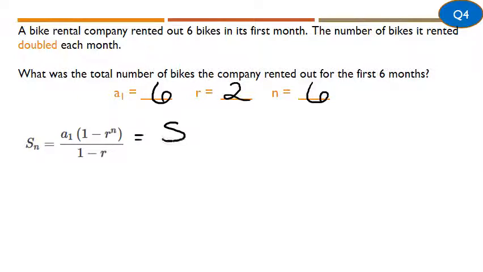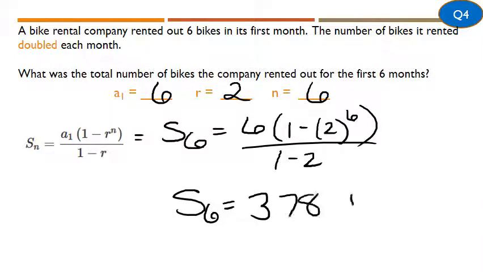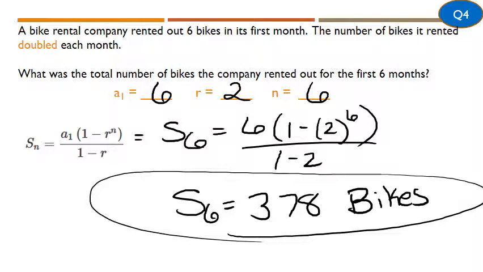I can plug it into my formula. So the sum of the first 6 months of bikes is going to be 6 times 1 minus 2 raised to the 6th, all over 1 minus 2. So the sum of the first 6 months is going to be 378 bikes. Here's your answer. Make sure you are using Desmos or your calculator. Let me know if you have any questions. We have one more after this.